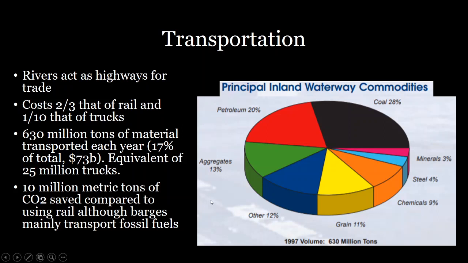And so it's kind of a double-edged sword, when you have decreases in emissions due to less transportation via other mechanisms, but also a decreasing cost of fossil fuels due to them being able to be transported easily via inland waterway.